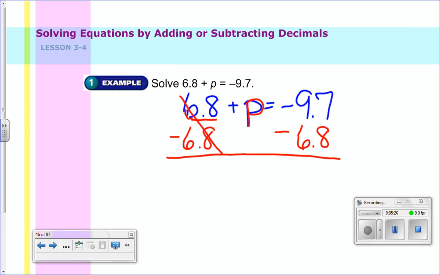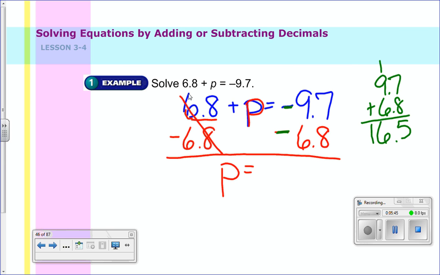And again, that crosses out, and I am left with p is equal to negative 9 7/10 and another negative 6 8/10. Again, I take a look. Both signs are negative. If the signs are the same, add them together. So 9 7/10 plus 6 8/10.